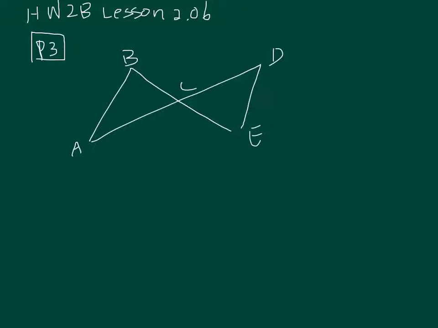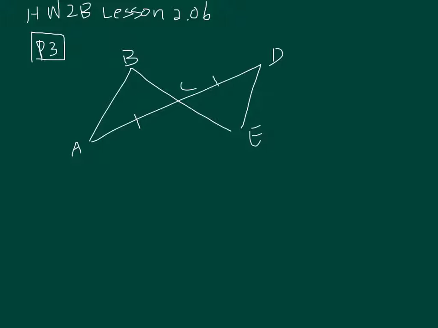This video is to go over homework packet 2B, lesson 2.06. And problem number 3, segment BE bisects segment AD at C. That tells us that segment AC is congruent to segment CD. And it says choose the correct reason for step 4 in the following proof.